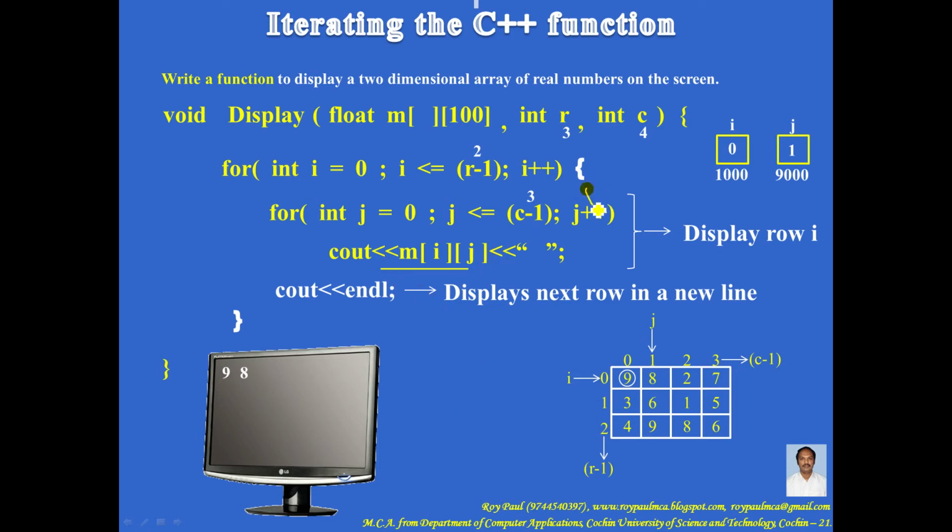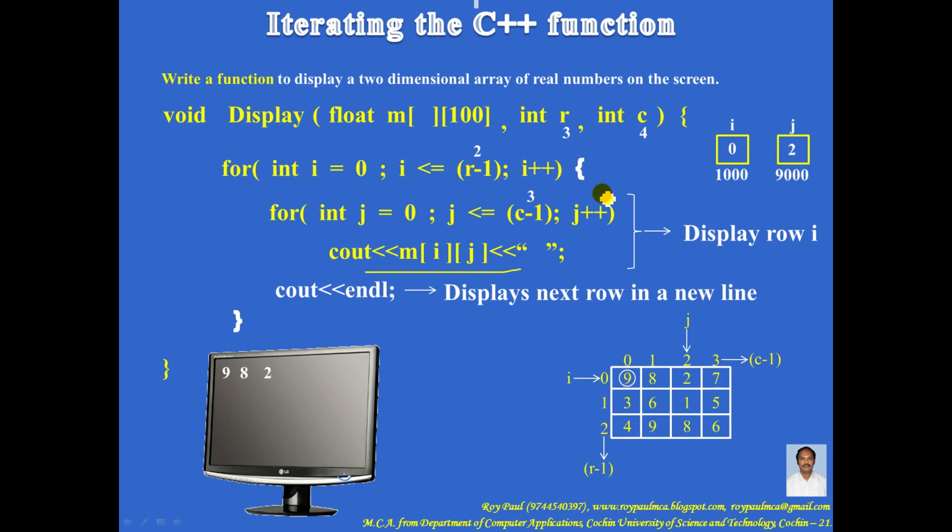After this, again it comes here. J is incremented, J becomes 2. So this becomes 2. Now after this condition check, 2 less than or equal to 3, condition true, it comes inside. Now cout output operator M of ij. I is 0, J is 2, M of 0, 2, this element. So 2 is displayed on the computer's monitor followed by a space.